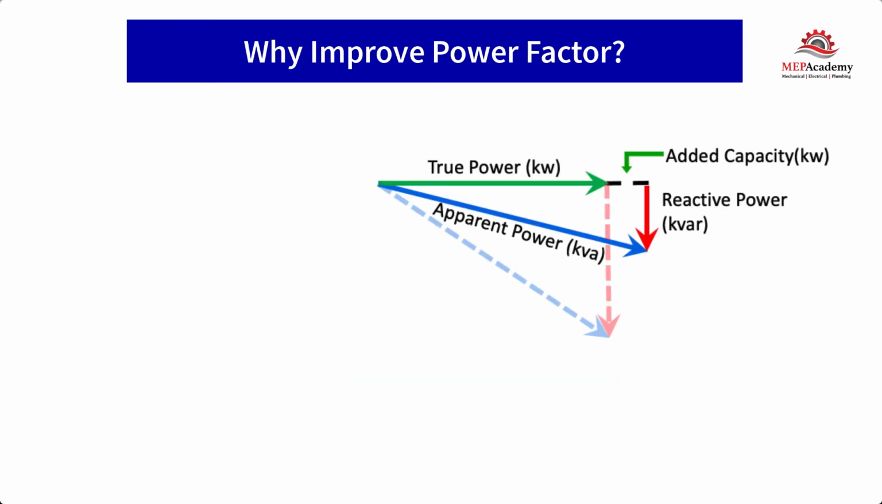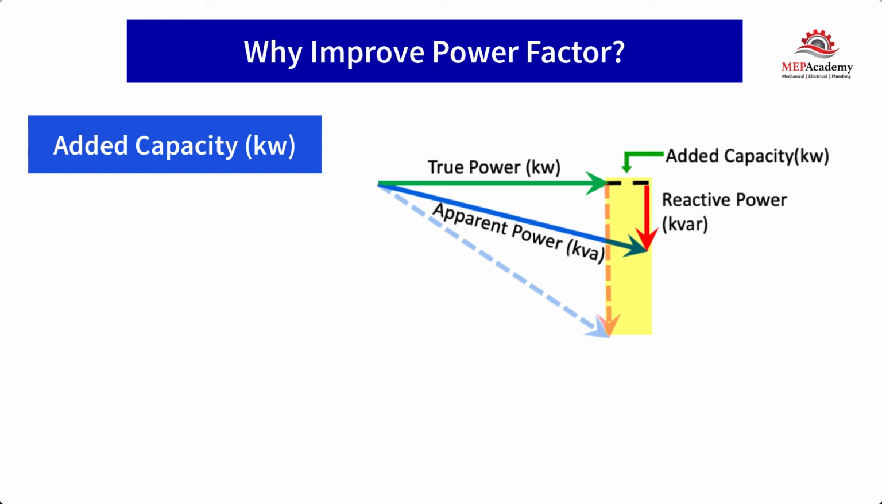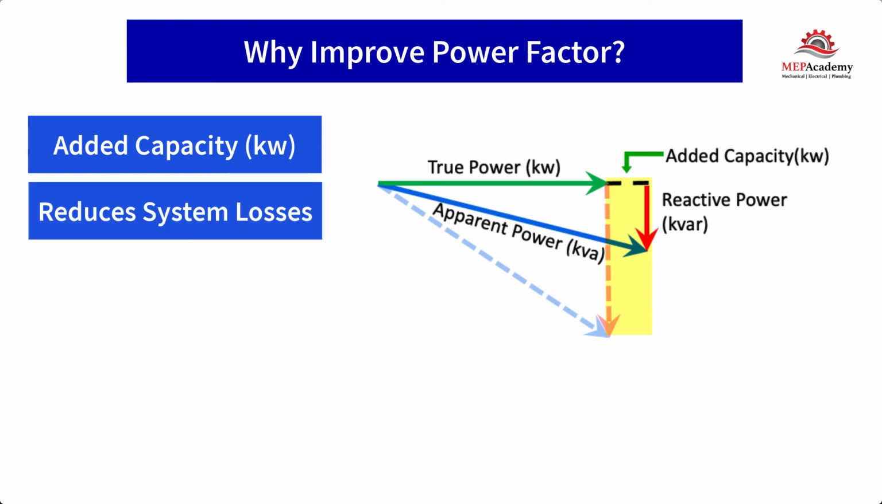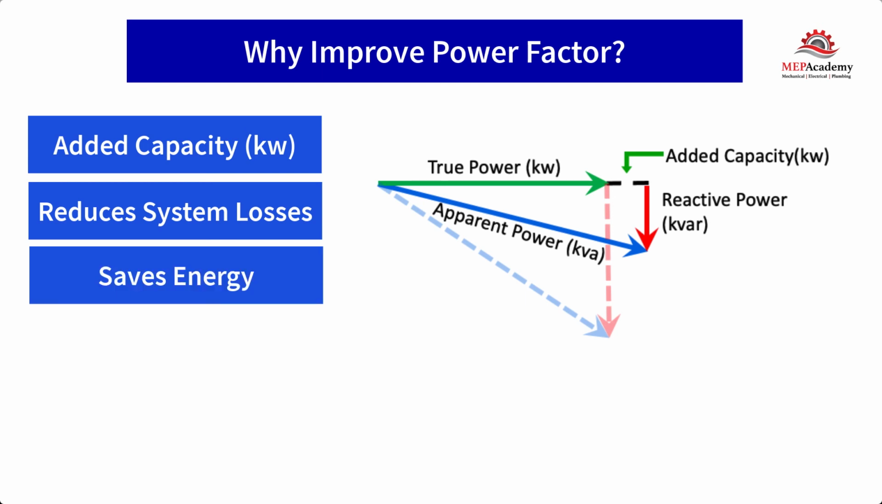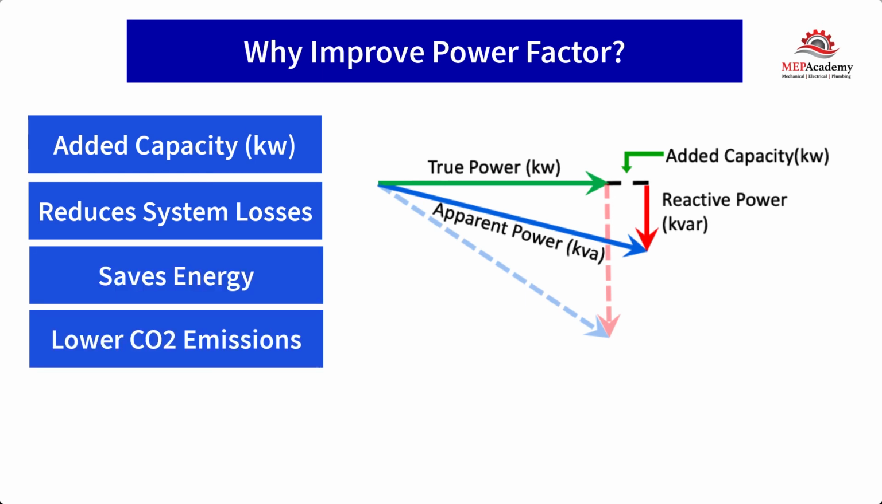Why correct the power factor? As we previously showed, the building can free up additional electrical capacity, kW, while reducing system losses in cables and transformers. These system losses heat up the electrical power lines, which causes a loss in their capacity, as the reactive power contributes to those losses and thermal overloading. Improving the power factor reduces power losses, saves energy, and lowers the building's overall CO2 emissions.